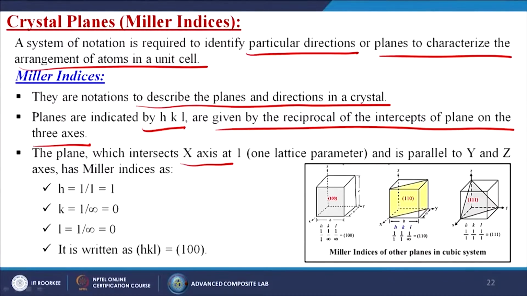So the plane which intersects the x axis at 1 lattice parameter and is parallel to the y and z axes has Miller indices h is equal to 1 by 1 is equal to 1, k is 1 by infinity is equal to 0, and l is 1 by infinity is equal to 0. So it will be written as hkl value 1 0 0. So in this particular case, you are having x is equal to 1.